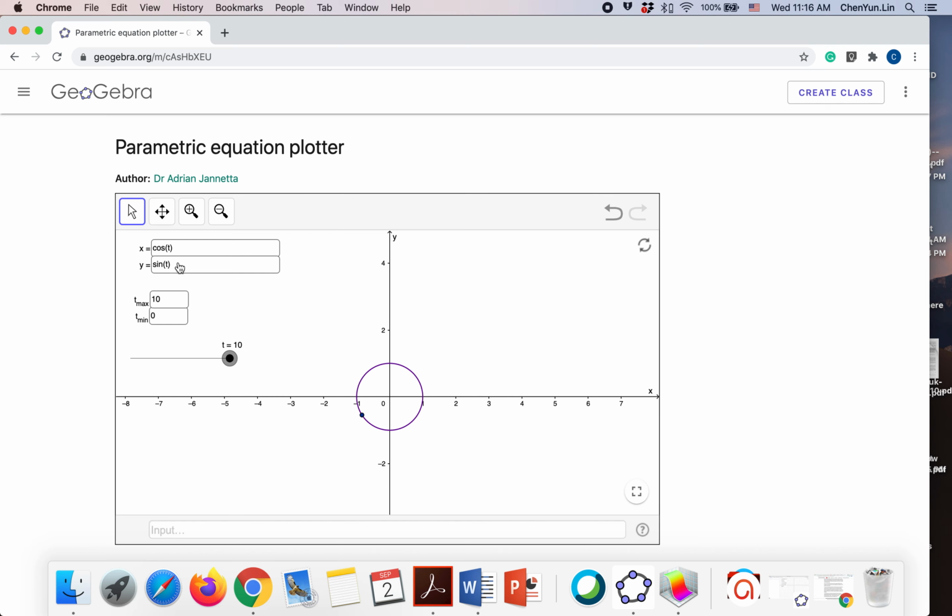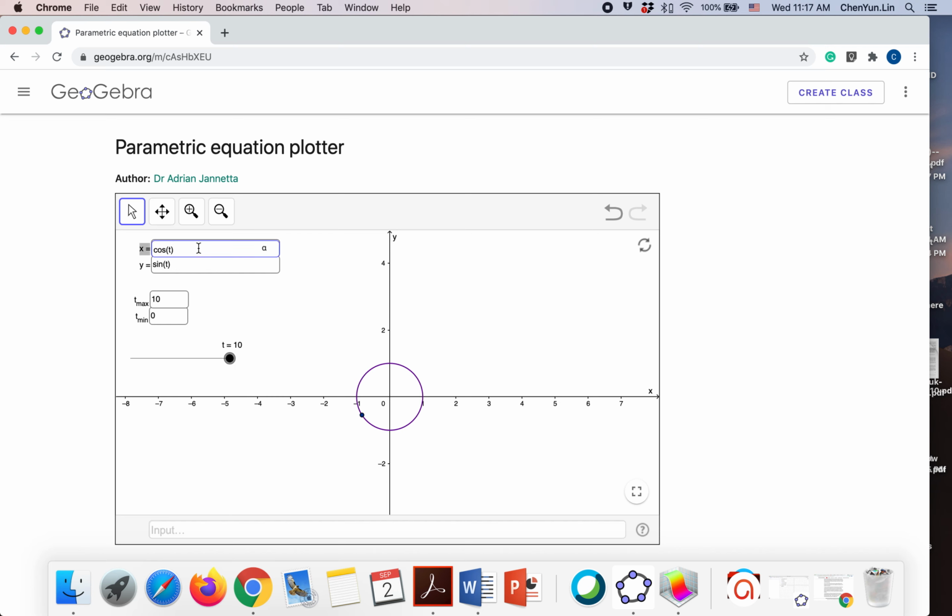Okay, so in this case, it's a special case. You can think t is the angle theta that we use for trig functions. So this is another example of a parametric equation. So when you have a plane curve and the x coordinate is defined as x of t, the y coordinate is defined as y of t, and t is a parameter, then x of t and y of t are the so-called parametric equations.